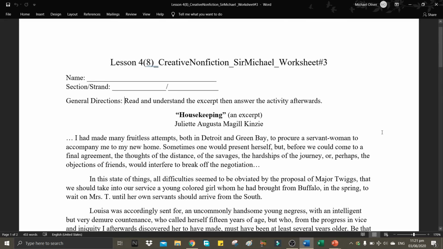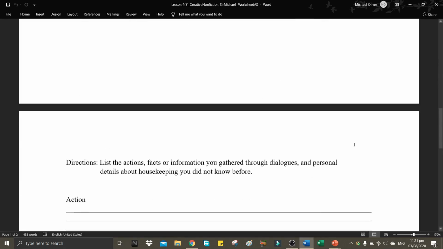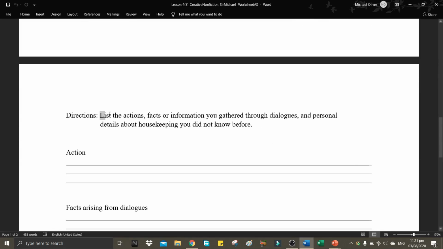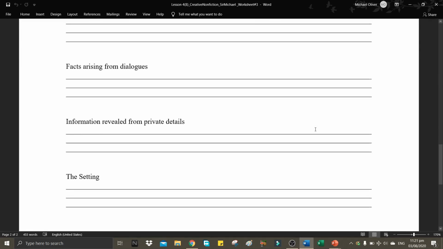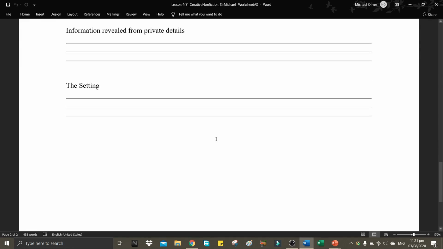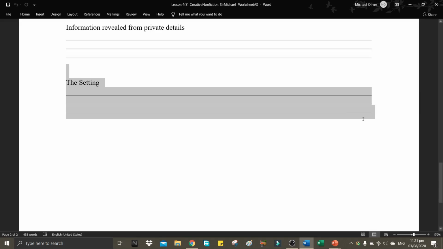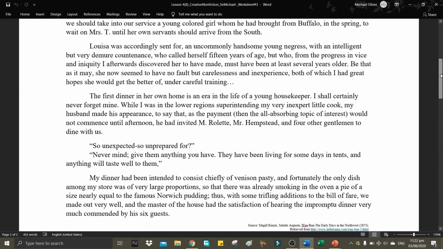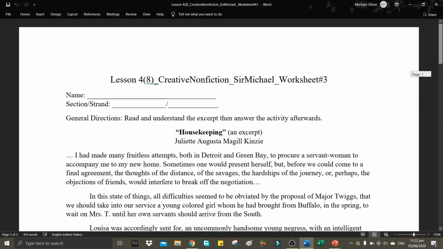And that's it. That's the excerpt entitled Housekeeping, written by Juliet Augusta Magill Kinsey. And here's what you need to do. You need to list down the actions, the facts or information you gathered through dialogues, and the personal details about the housekeeping that you did not know before. So here it is. And of course, the setting. Let's not forget the setting. Okay? So yeah, that's it for your worksheet number 3.